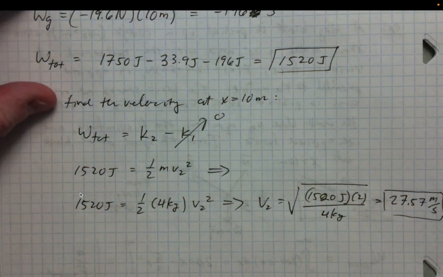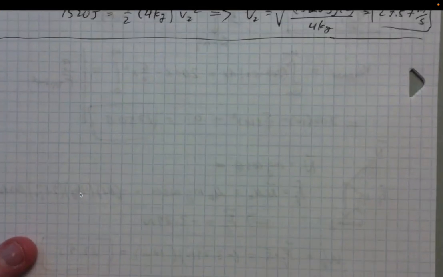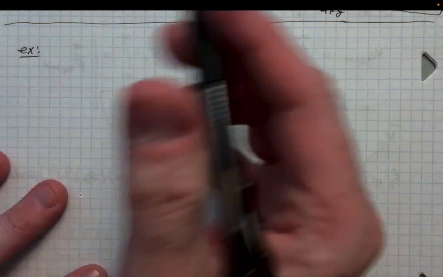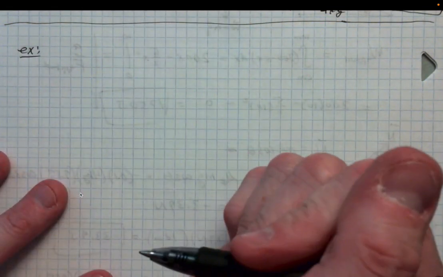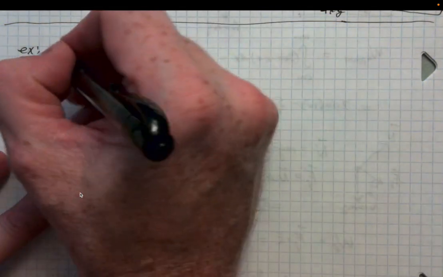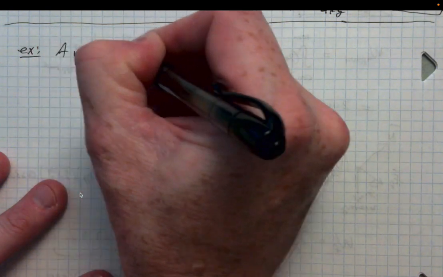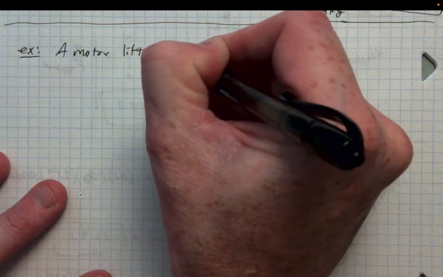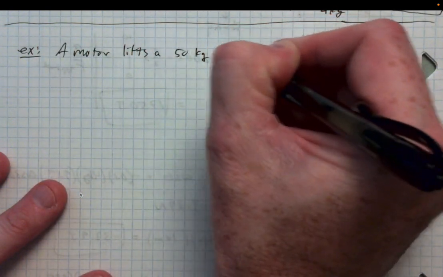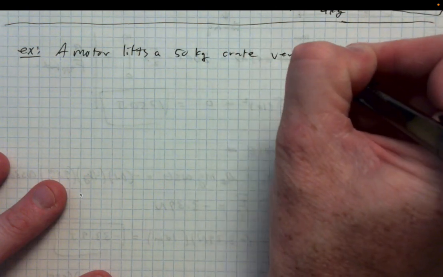Let's do one more example. Okay, I think this one is just a little bit different. Requires a little, it's kind of got some deep cuts in it. The example says a motor lifts a 50 kilogram crate vertically.